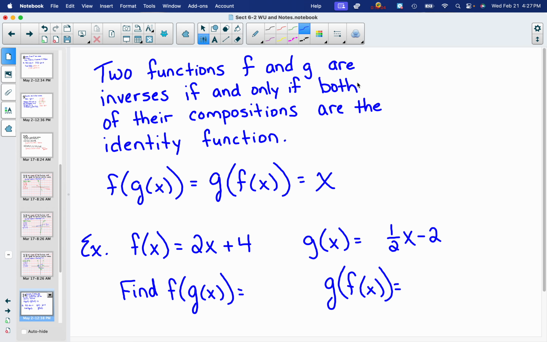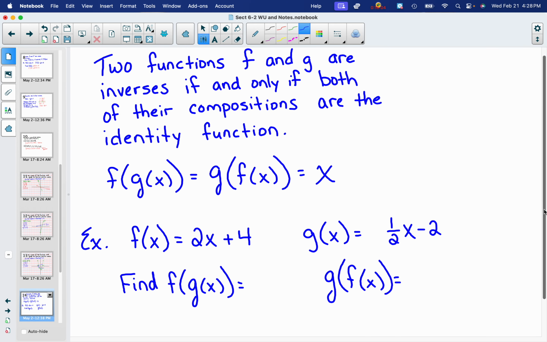So this next, again, another relationship with inverses. Two functions, f and g, are inverses if and only if. When you see an if and only if statement, that means it goes both ways. Both of their compositions are the identity function. So that means if I put an x inside of g, and then I take that answer and put it inside of f, I should get what I started with. And that's the idea of an inverse function.